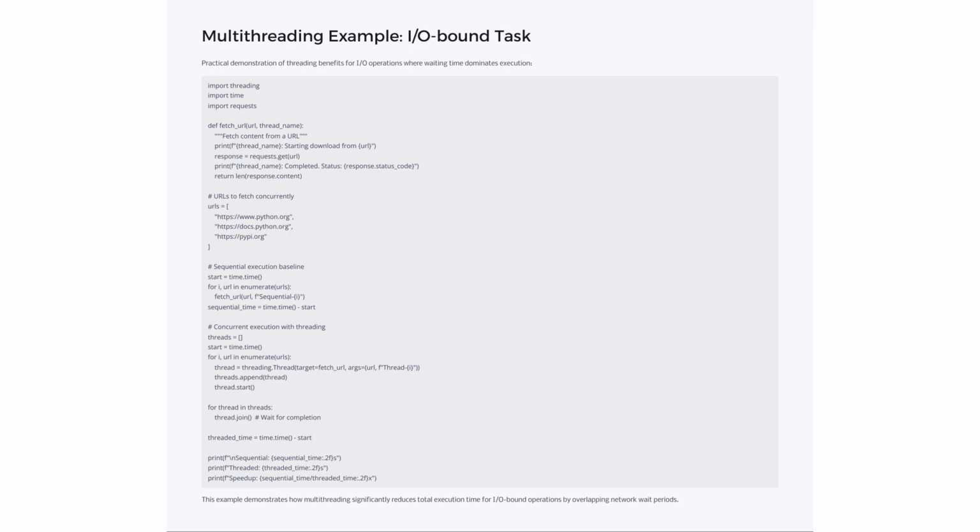In I/O-bound tasks, multithreading excels by overlapping wait times, as shown in our example. Fetching URLs concurrently with threads reduces execution time compared to sequential processing. This approach leverages Python's threading to achieve significant speedup, demonstrating its effectiveness in scenarios dominated by waiting periods, such as network requests.